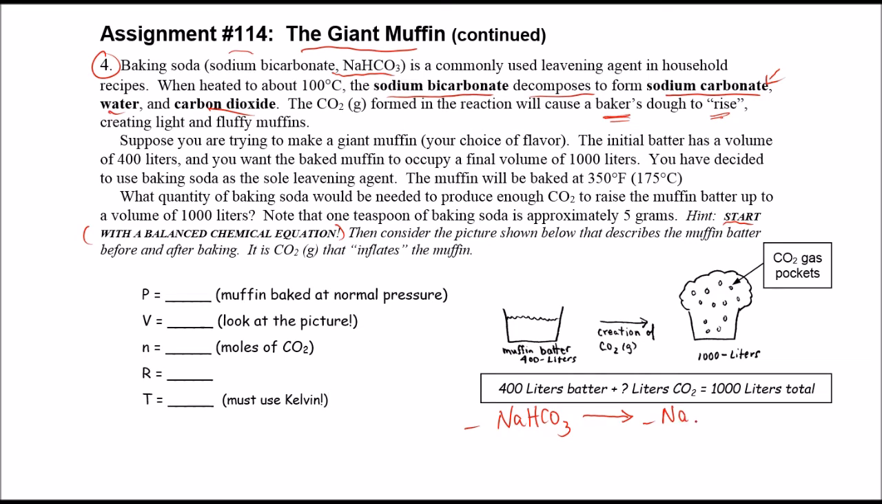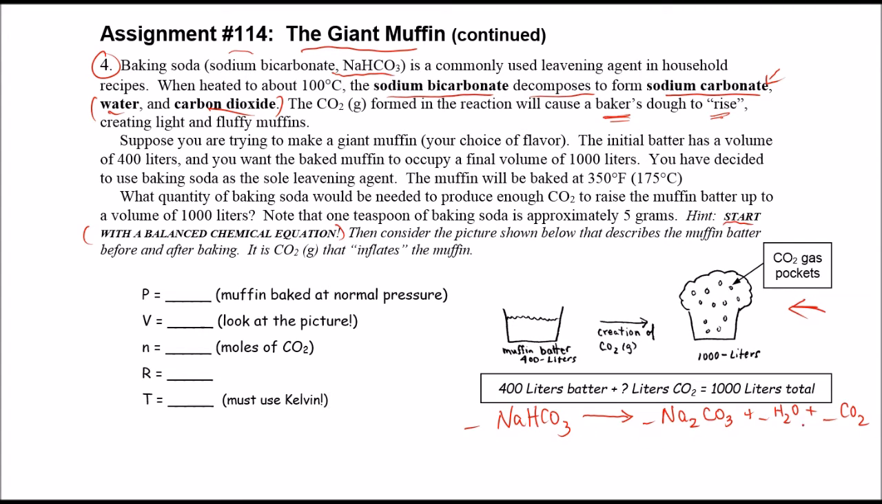Sodium carbonate, you'll have to think about it. Use your periodic table. But you should come to the conclusion, Na2CO3 is sodium carbonate. The other two are easy, water and carbon dioxide, CO2. All right, that's the chemical equation that results in this nice muffin here. And we'd have to balance it.